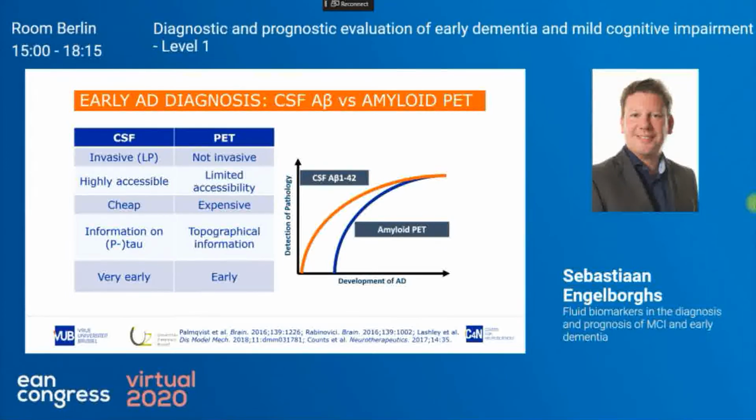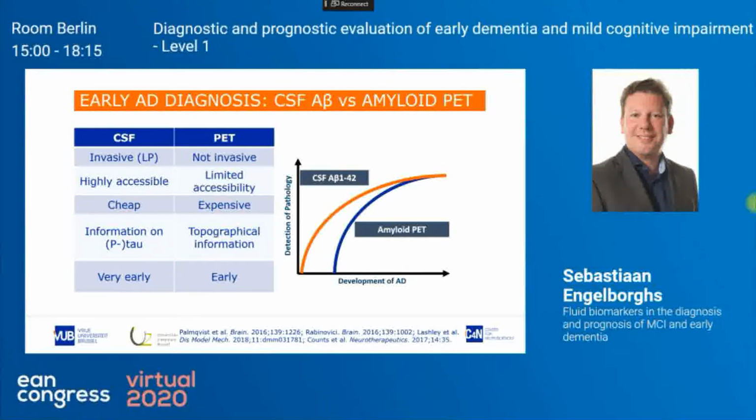Biomarker analyses in the CSF are relatively cheap, and it offers not only information about the amyloid status, but also on other biomarkers, like, for example, the tau markers in the CSF. Changes in the CSF occur very early in Alzheimer's disease.